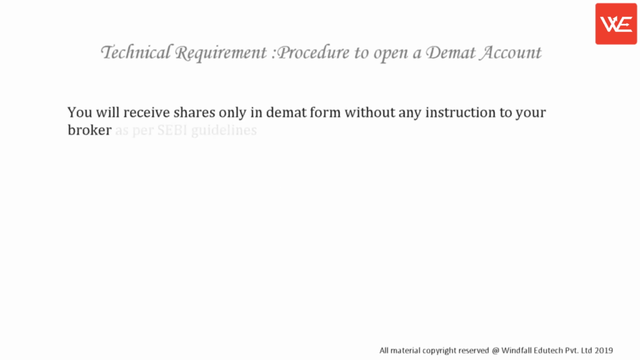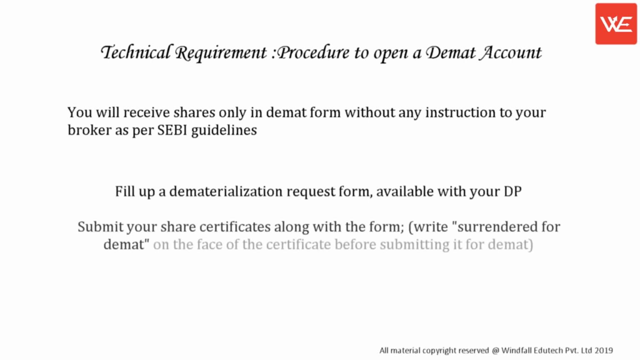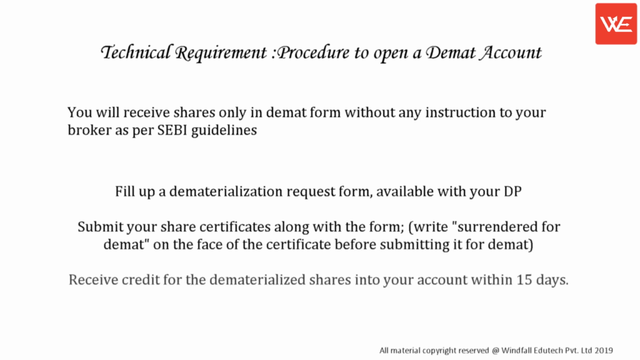You will receive shares only in Demat form without any instruction to your broker, as per SEBI guidelines. Fill up a dematerialization request form, available with your DP. Submit your share certificates along with the form, write "surrendered for Demat" on the face of the certificate before submitting it for Demat. Receive credit for the dematerialized shares into your account within 15 days.